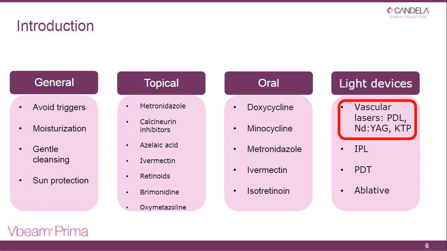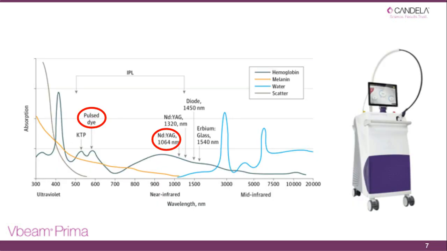In this particular area, the use of vascular lasers such as PDL and YAG or KTP is very important. Also, the use of IPL, photodynamic therapy, and ablative lasers, above all in phymatous rosacea. I'm going to talk about the Vbeam Prima, which includes both PDL and the 1064 long pulse YAG, which is the laser I use in my clinic.